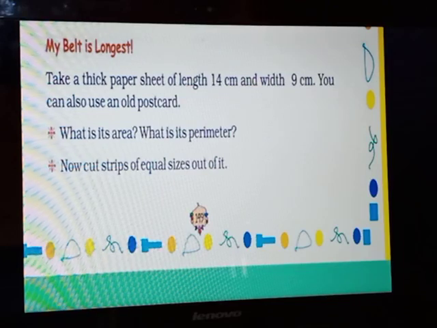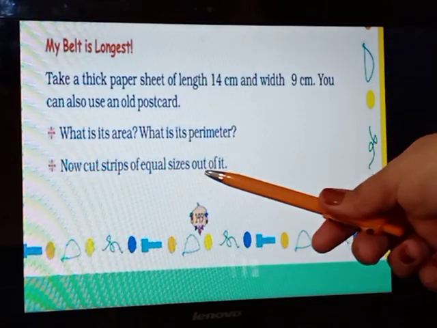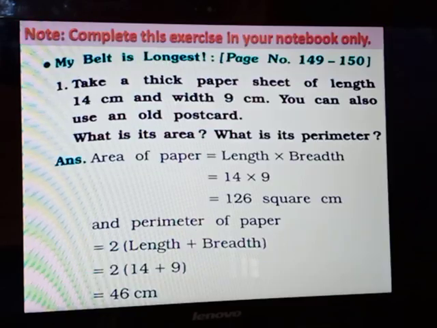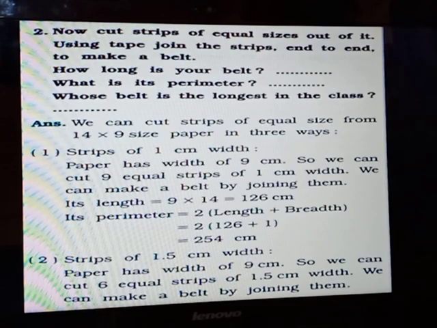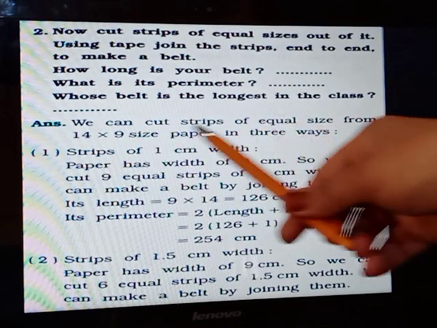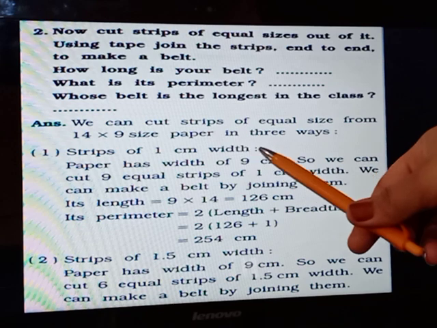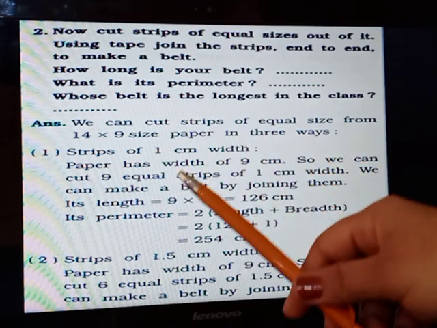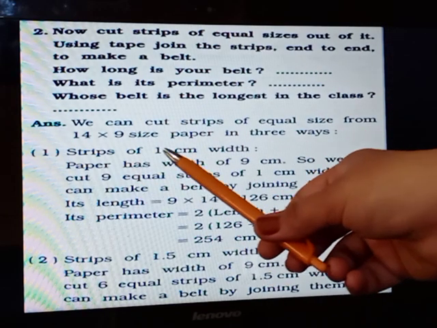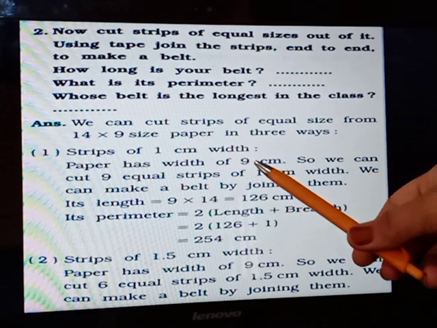Now another question. Now cut strips of equal sizes, right? So for that what will we do? Answer: we can cut strips of equal size from the 14 into 9 size paper in 3 ways. We now have a total of 3 ways for cutting the strips, right? So the first option is strips of 1 centimeter width.